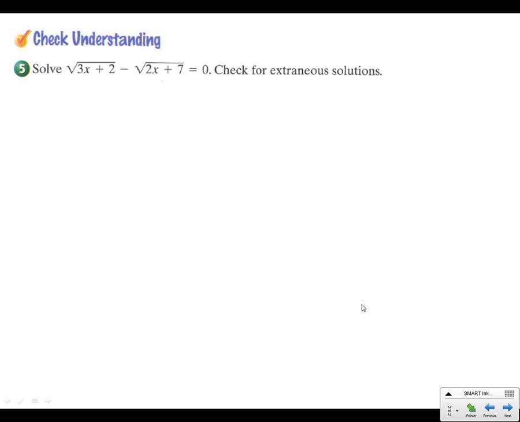All right, last one for you to try there. Try to solve number 5. Check any extraneous solutions you come up with. And any questions, we'll go over this in class. Good luck.